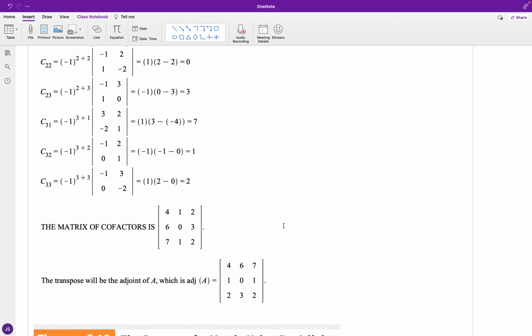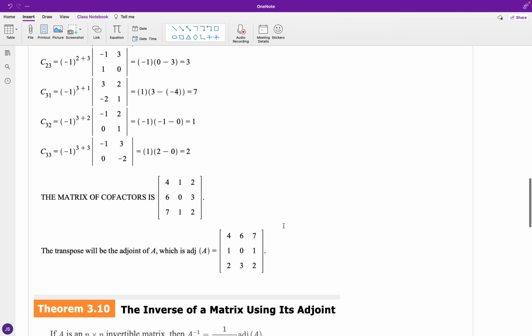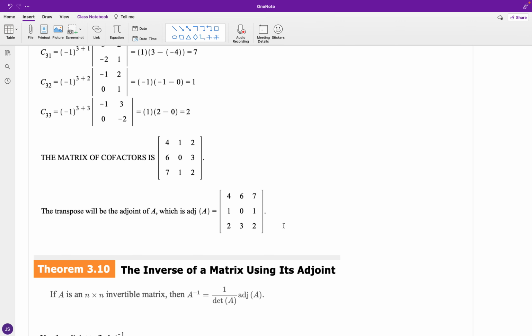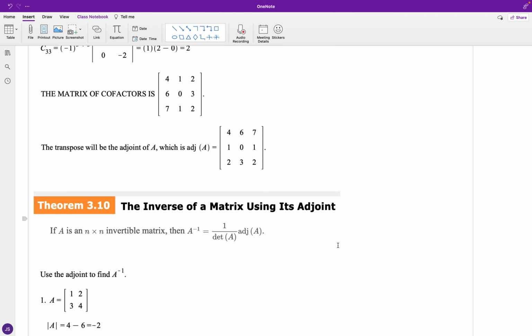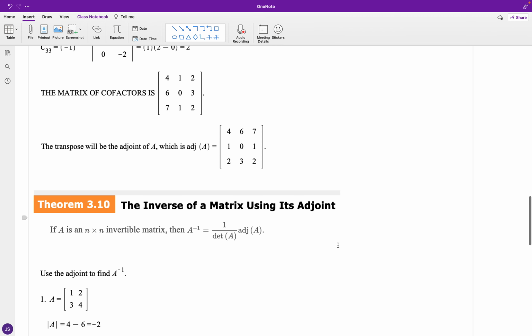Now, if we use adjoints to determine the inverse of a matrix, we have the theorem that if A is an n by n invertible matrix, then the inverse is going to be the reciprocal of the determinant of A times the adjoint of A. And just some specific cases here in finding out what the inverse is going to be by using the adjoint. So going back to our first matrix, which was a 2 by 2 with 1, 2 at the top, 3 and 4 on the bottom.